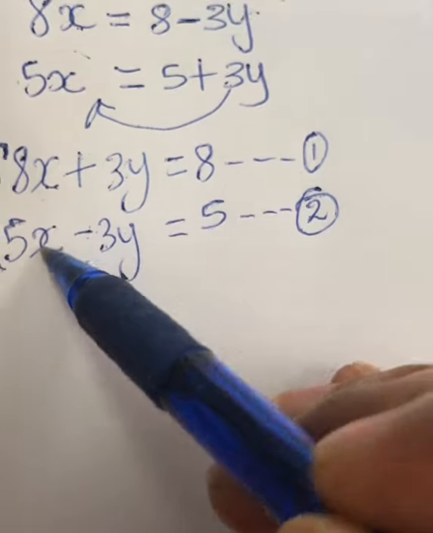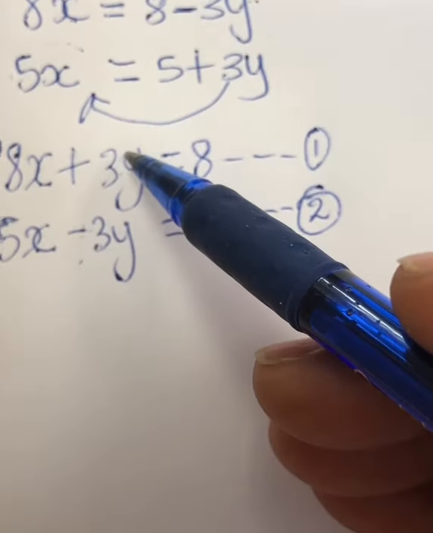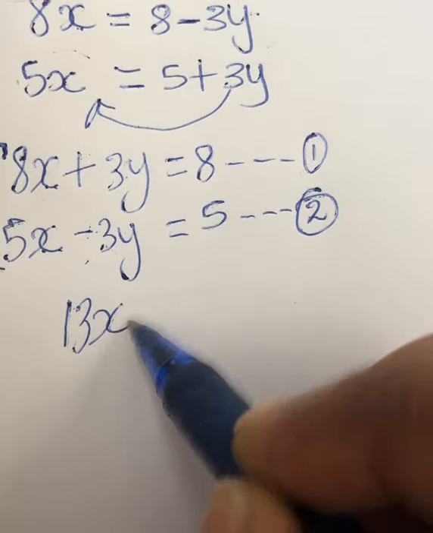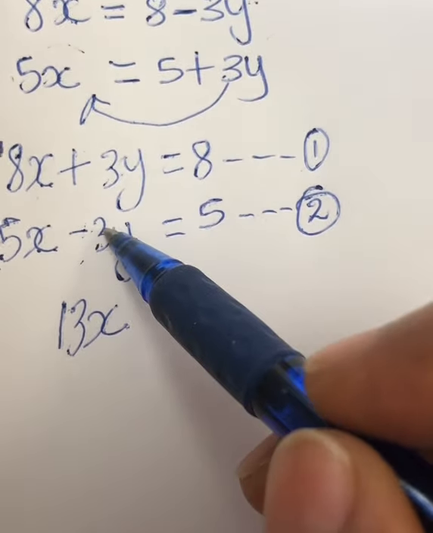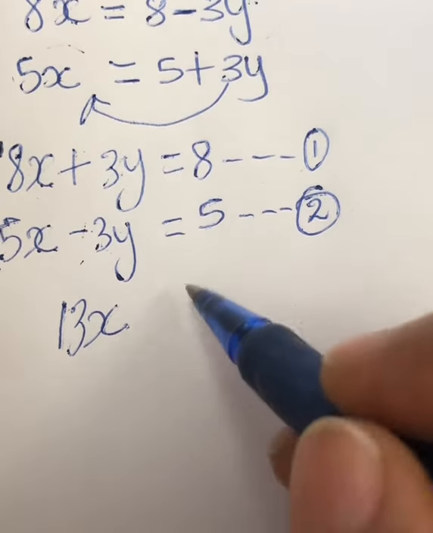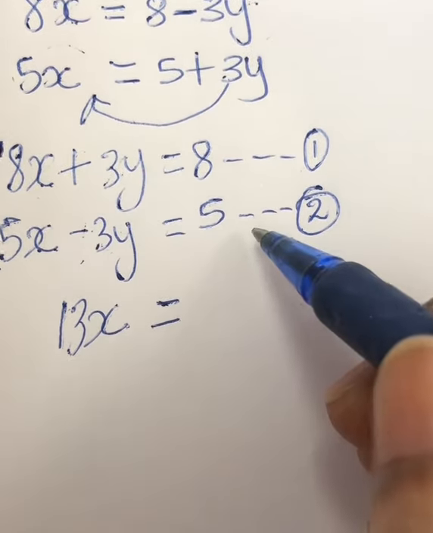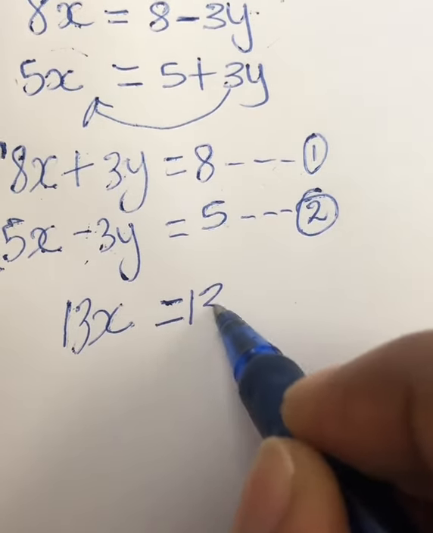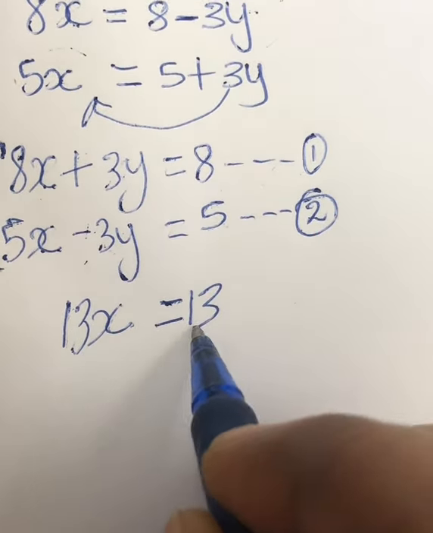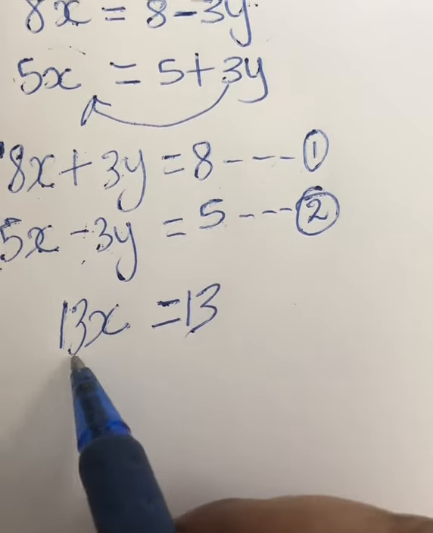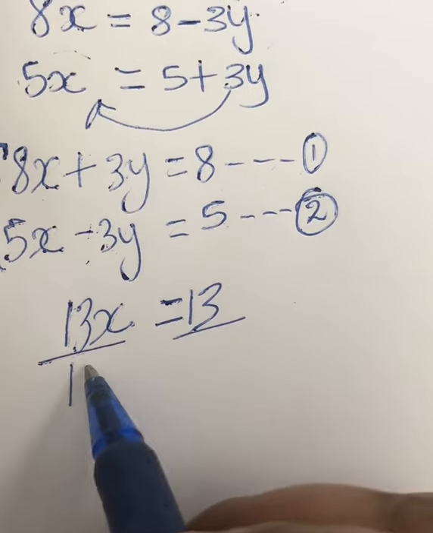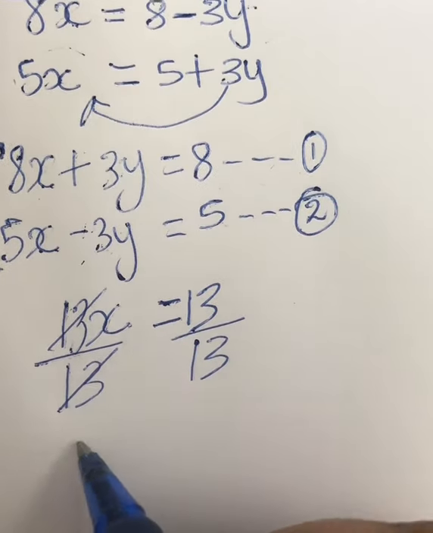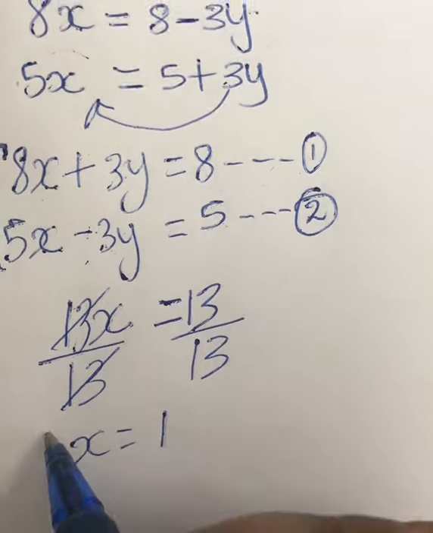8x plus 5x is 13x. 3y minus 3y is 0, so that cancels itself. 8 plus 5 is 13. I now solve for my unknown, which is x. So I divide both sides by 13 because I need a value for x. So in this case, x is equal to 1.